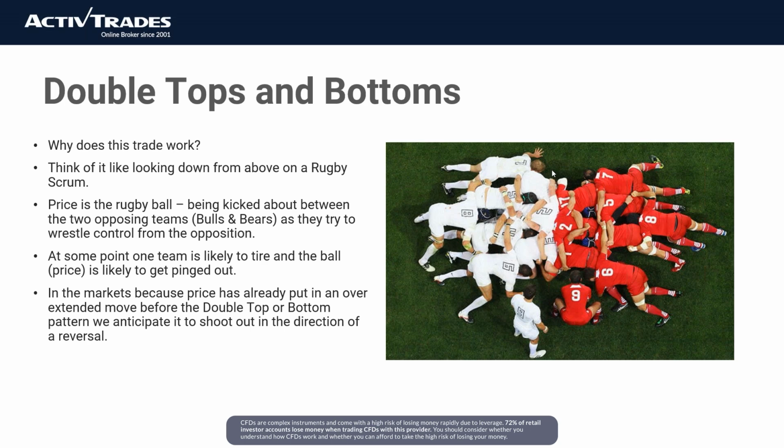In a rugby game, there's normally one team that has a little bit of bias, the team who puts in the ball. But in markets, because price has already put in an overextended move, it's probably already been in a trend before the double top or double bottom pattern, so we have a higher probability of anticipating it shooting out in the direction of a reversal. So let's have a little look at what that actually means.